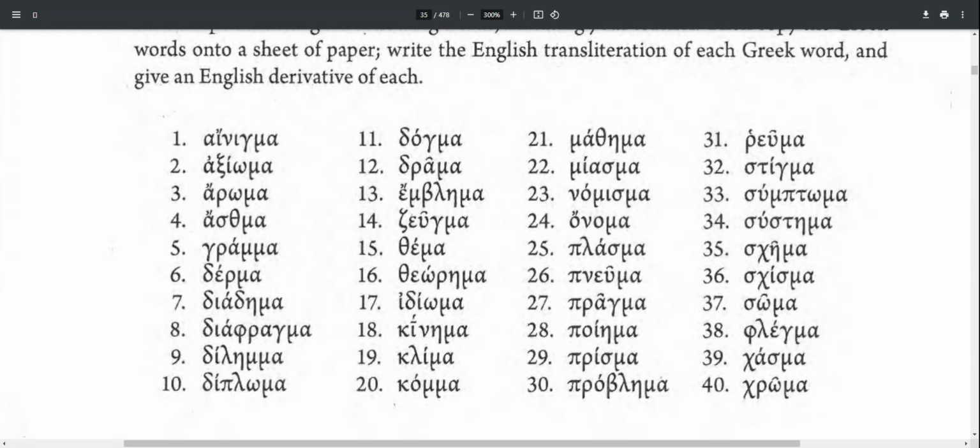21, matema. 22, miasma. 23, nomisma. 24, onoma. 25, plasma. 26, pneuma. 27, pragma. 28, poema. 29, prisma. 30, problema. 31, reuma. 32, stigma.